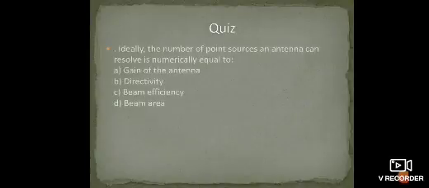The next quiz is, ideally the number of point sources an antenna can resolve is numerically equal to. That means if an antenna is working at 2 points, what is that going to be called numerically? The first option is gain of the antenna, the second option is directivity, the third option is beam efficiency, and the fourth option is beam area. Please note this question.